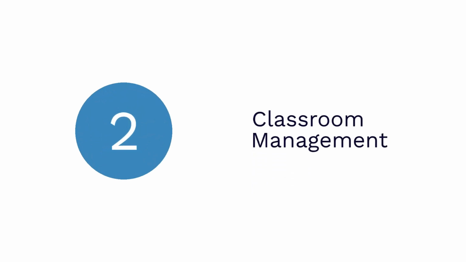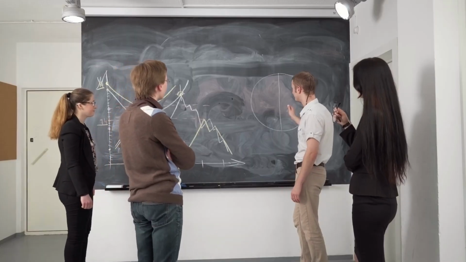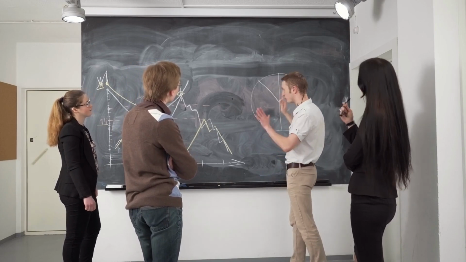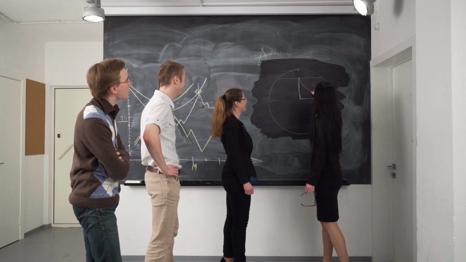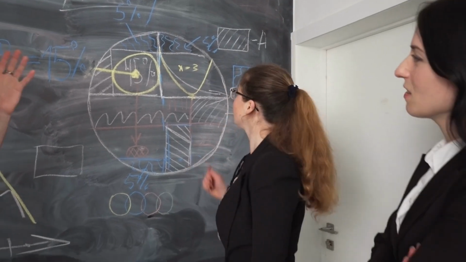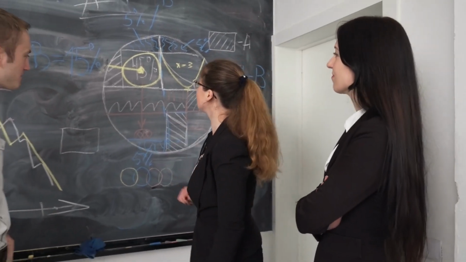Classroom management. Classroom environment: is the classroom environment conducive to learning? This includes seating arrangements, classroom displays, and the general atmosphere. Behavior management: are behavior management strategies effective and consistent? Is there a positive learning environment with minimal disruptions?